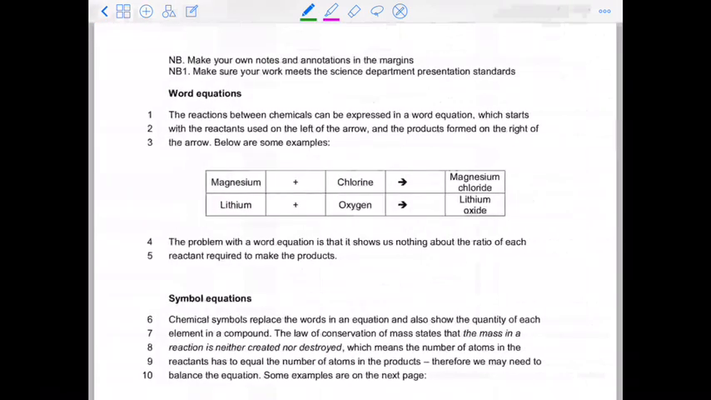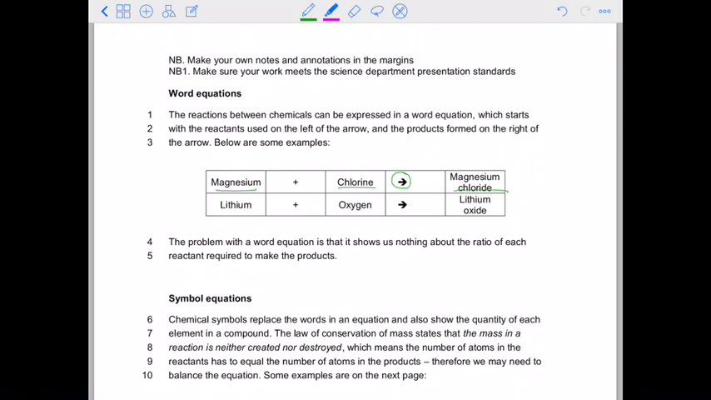So when we're looking at chemical reactions to form these compounds, we often put them into word equations. So we now know how to name any of these compounds, so now it's really easy to put them into the word equations. So we can say magnesium and chlorine react to make magnesium chloride. Lithium and oxygen react to form lithium oxide. We always show it with an arrow.